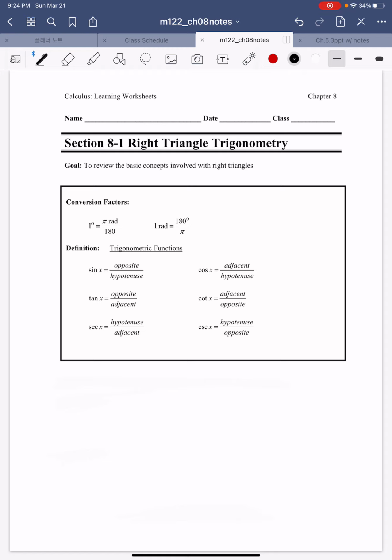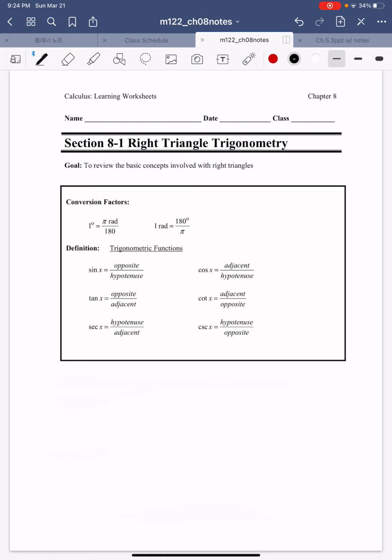So 8.1 and 8.2 are meant to give you a short review of basic concepts involving the right triangle. The actual calculus material will be 8.3 and 8.4. So this video will be very quick, and mostly you're going to be recalling a lot of information because it's basically coming from trig class.